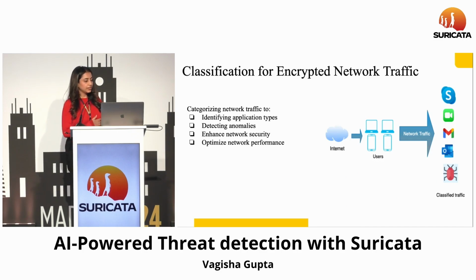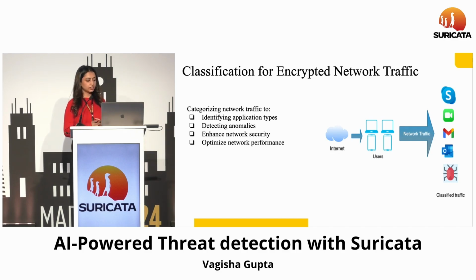Okay. So the next use case that we'll be seeing, this was all about anomaly detection. The next use case will be classifying encrypted network traffic. Why do we need to categorize network traffic? It helps us identify application types.